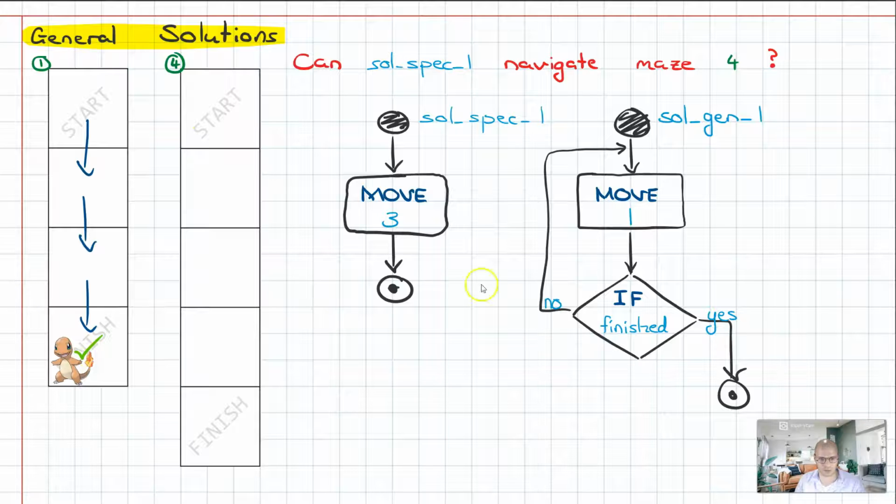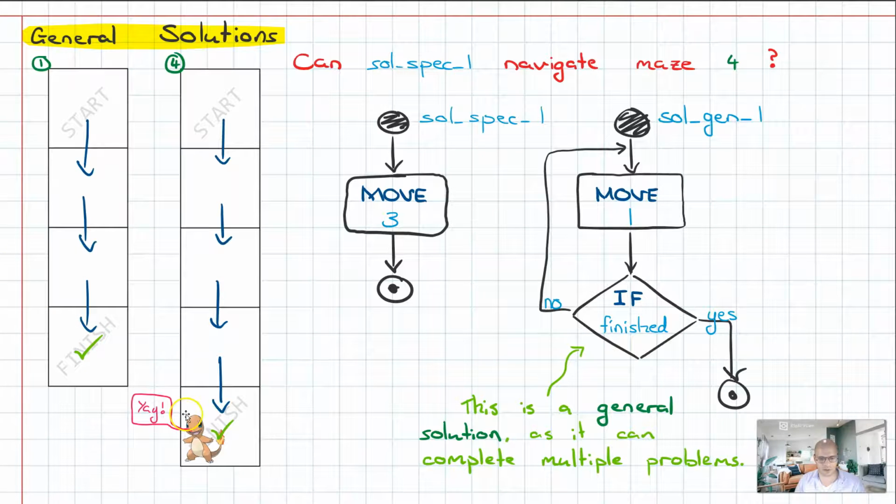And what we find is, well, the answer is yes, because what's going to happen is Charmander will start here and he'll go down. He's not finished, so he'll go down again, and down again. He'll only, or the program will only ever stop when we hit the finish block. Consequently, we find that we have what's called a general solution. General in that the program itself will work on more than one maze.